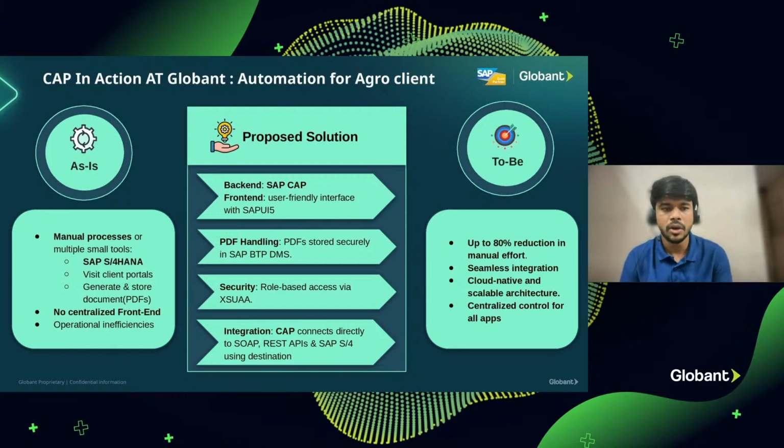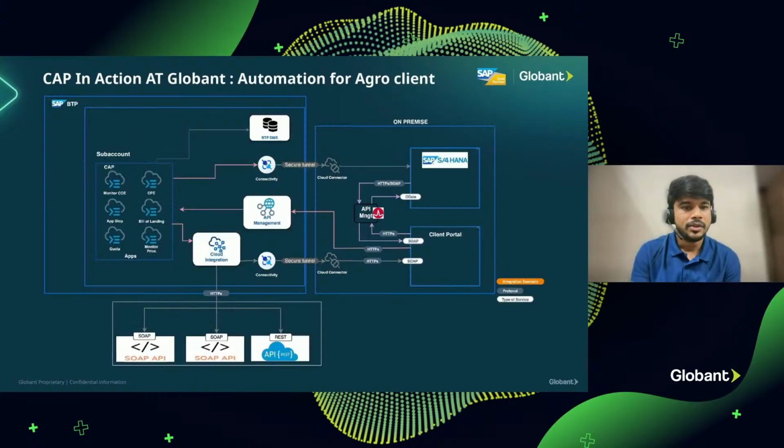Now we have understood what the project requirement was. So now let's take a deep dive into our technical architecture and see how we made all of this work. This is the end-to-end architecture of our project. We have built it on SAP BTP. And as you can see, there are mainly three layers.